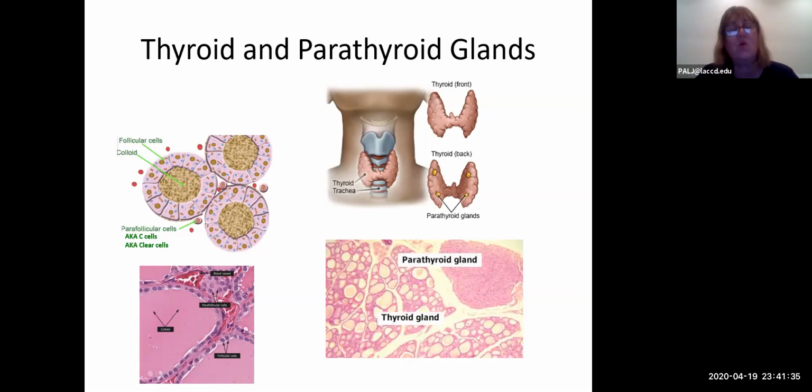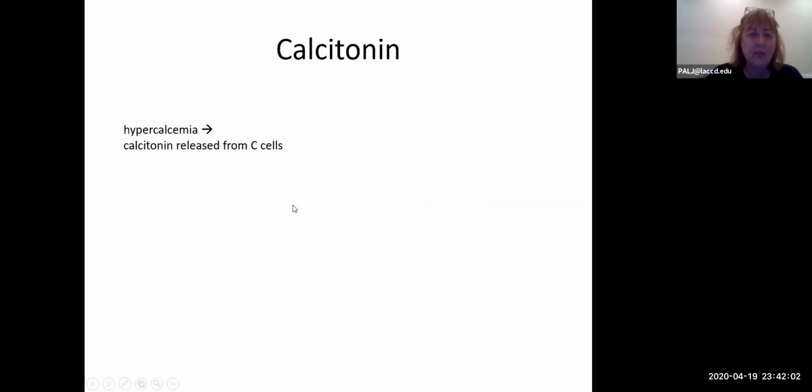These actually have a lot of names. One name is parafollicular cells. Another name is C cells, and a third name is clear cells. Okay, so those are the cells we're interested in talking about. This colloid and these follicular cells, that all has to do with thyroid hormone, which is an endocrine system topic, has nothing to do with calcium. So we are interested in these parafollicular cells, or these C cells, and what they're going to do.